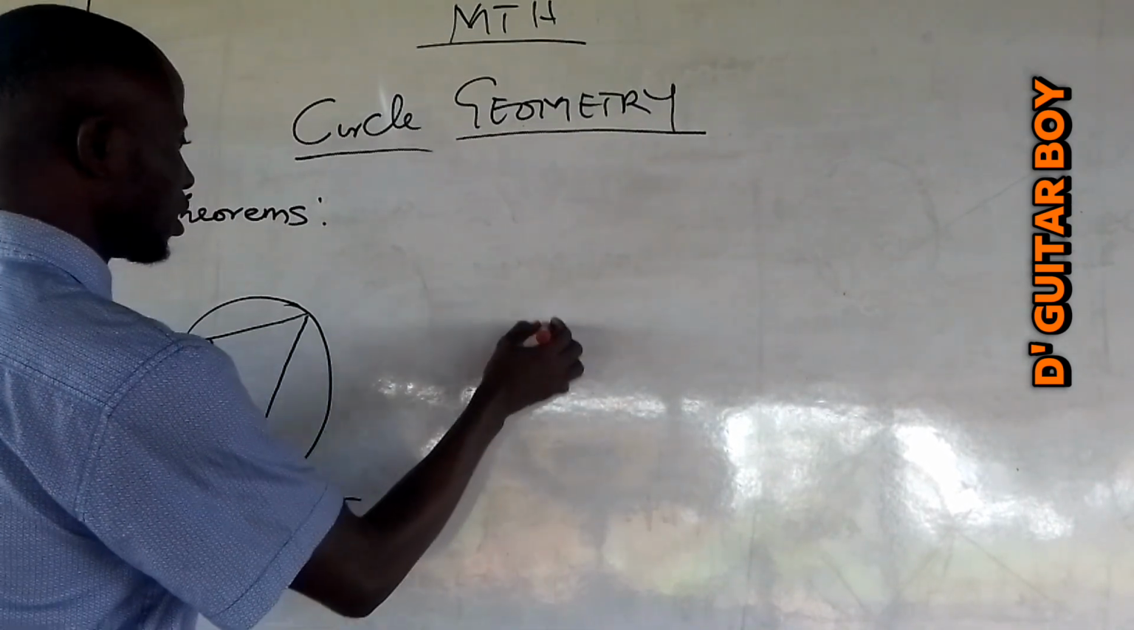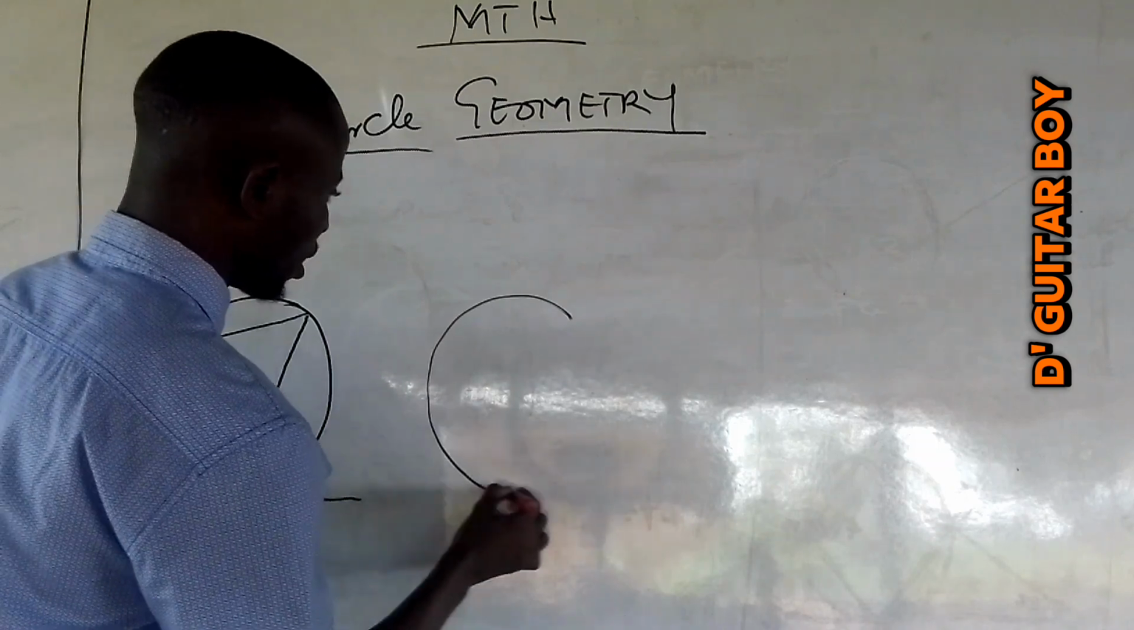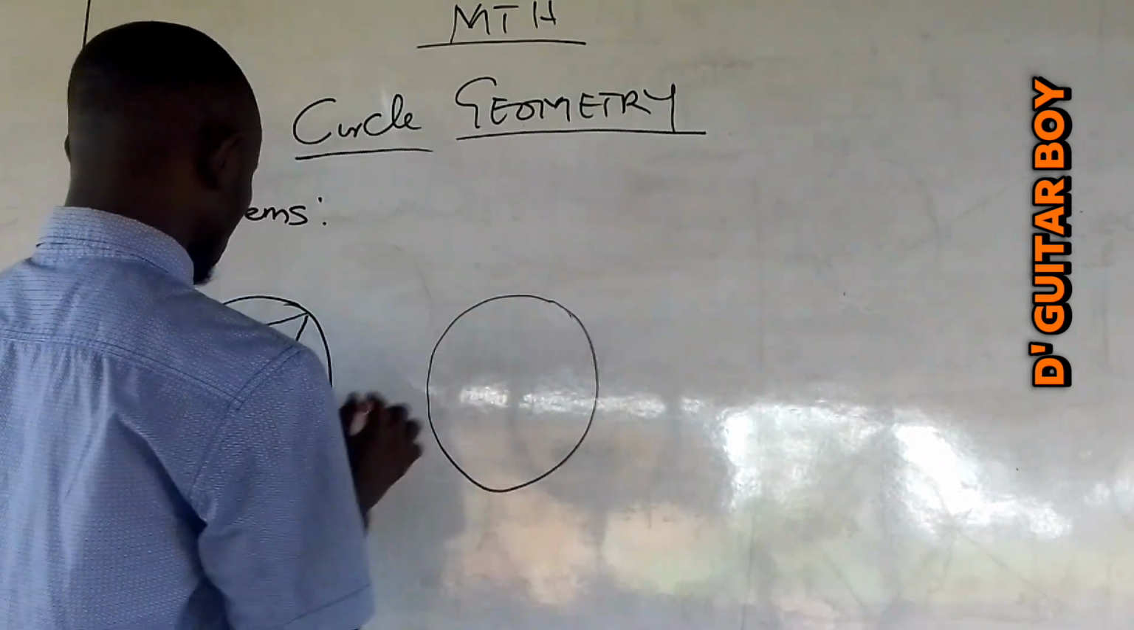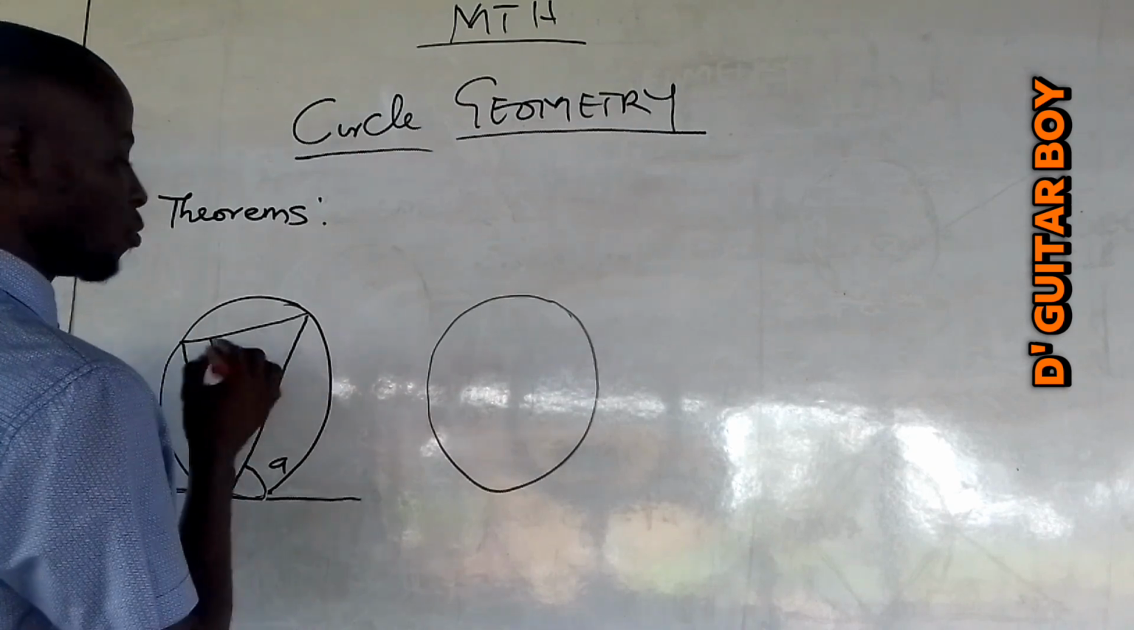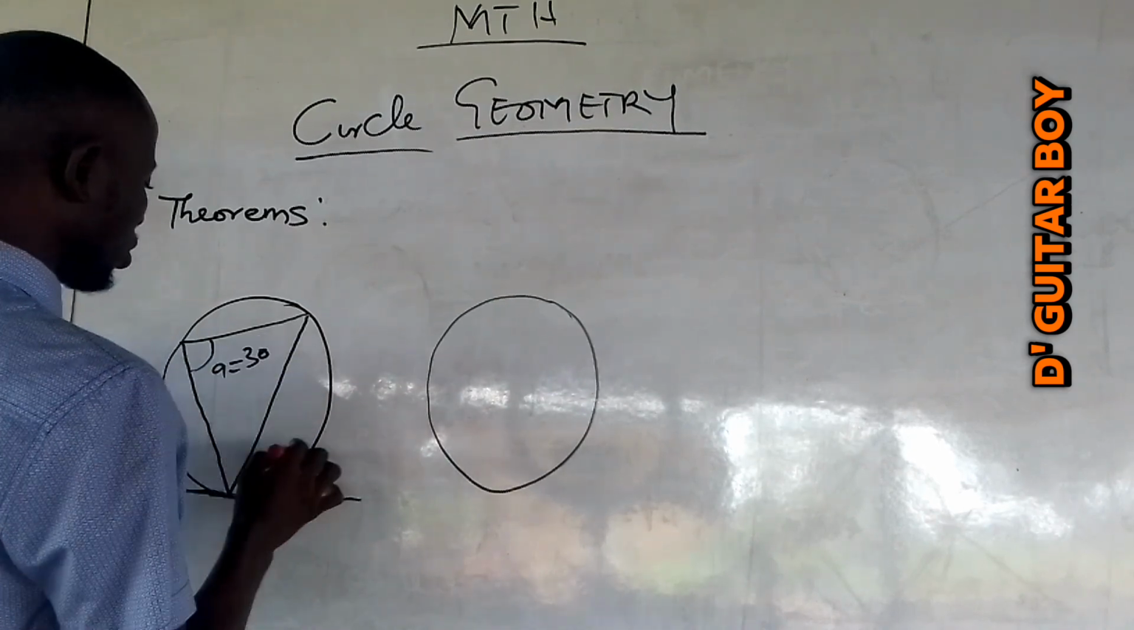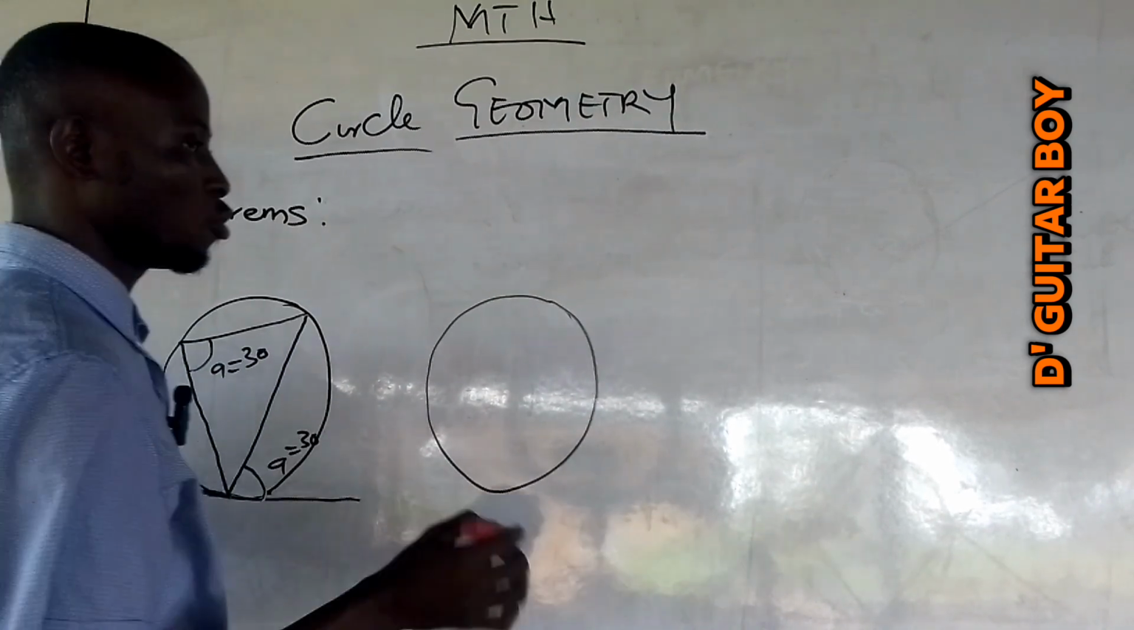Another way you can draw this is like this. When you have something like this, it means that if this angle here is A, just know that this place is A, which means if we have 30 here, this place is also what? 30. This is a theorem you must put in your head.